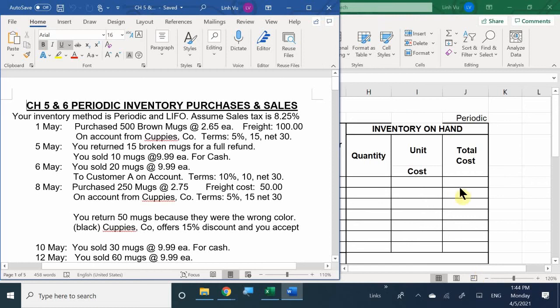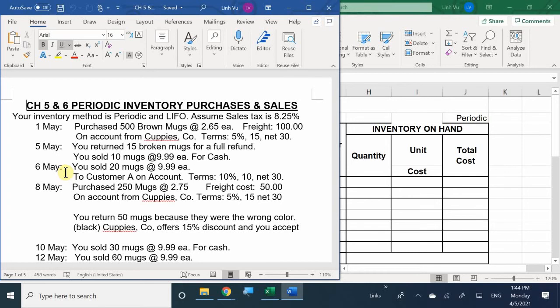All right. So looking at this, here's the question. We're doing chapter 5 and chapter 6. So we're dealing with both periodic purchases as well as sales, okay? Chapter 5 was dealing with the purchases, chapter 6 was dealing with the sales.